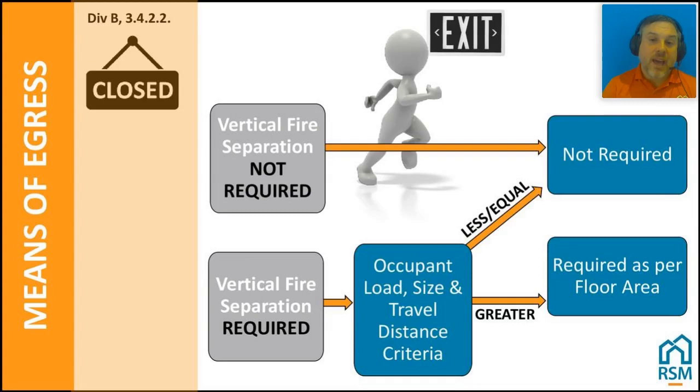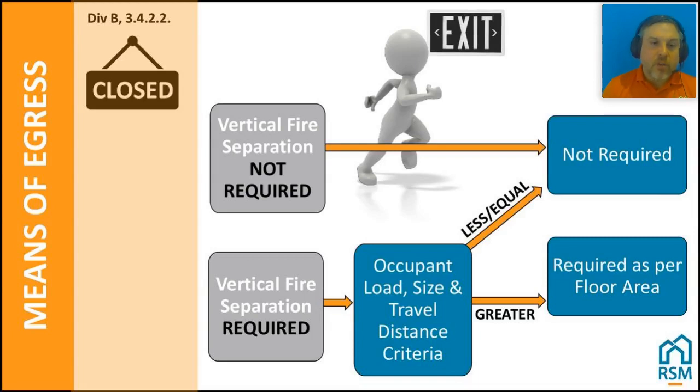We have to look at the access to the exits. Now, when we're looking at a closed mezzanine, these are the ideas that I've got here on the slide. I've got it broken down by mezzanine type, and you can start to see where the advantages to having certain types of mezzanines are. In this particular case, I have a closed mezzanine, and I've done my homework. I've determined that this is a closed mezzanine, and then I need to determine whether I need a vertical fire separation.